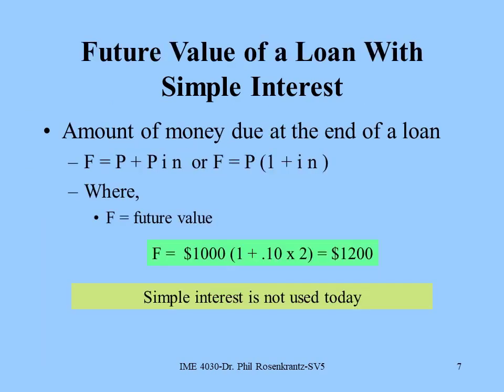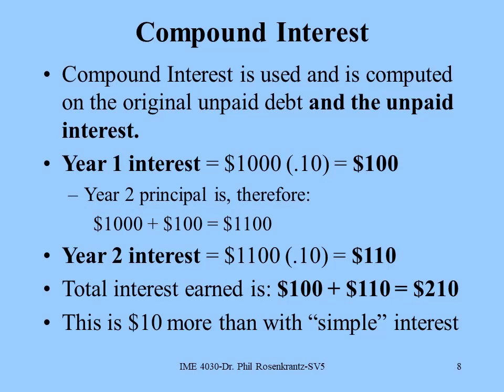Let's go to slide number 7. So the future value of a loan based on simple interest would be the interest plus the original principal borrowed. And so you can see a formula there where those are added together, and we get a future value of $1,200. That's based on simple interest, but we don't use simple interest today for a number of reasons, but I needed to put that in perspective for an example later on. What we use today is a concept called compound interest. Compound interest is what is used throughout the business world today, and compound interest is computed on the original unpaid debt, the principal, as well as any unpaid interest.